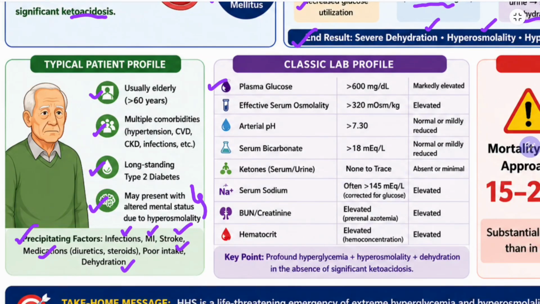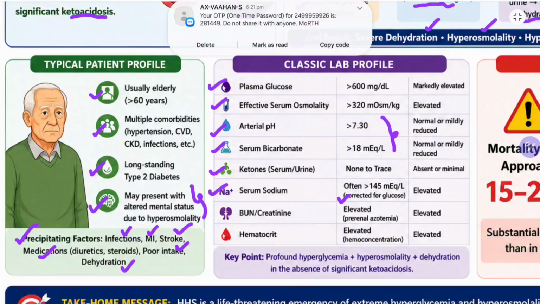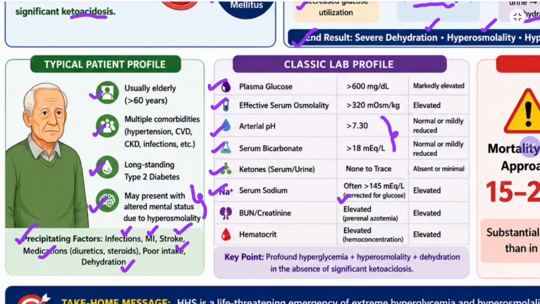Classical lab profile: plasma glucose will typically be more than 600 mg per deciliter. Effective serum osmolality will be more than 320 milliosmol per kg. pH will be more than 7.3. Bicarbonate will be more than 18, which means there is no acidosis. Ketones will be none to trace. Serum sodium will be increased, corrected for glucose. So sodium should be corrected for glucose, and it will often be more than 145 milliequivalents per liter.